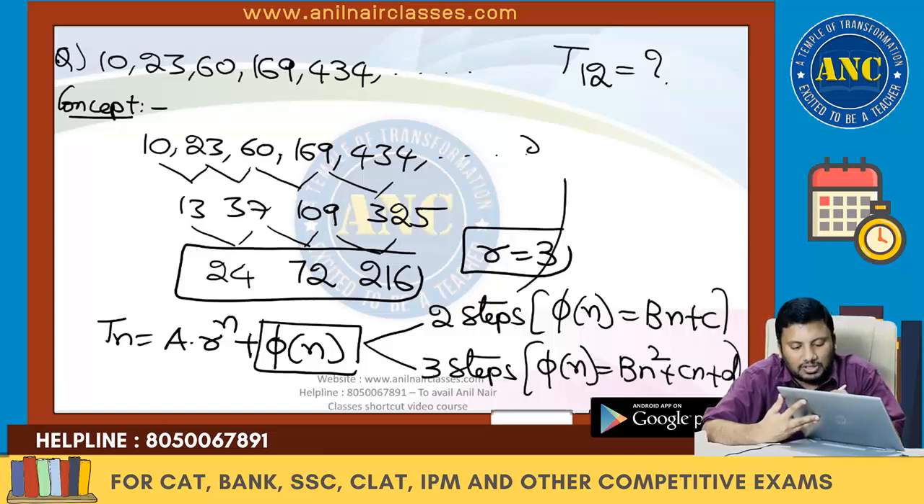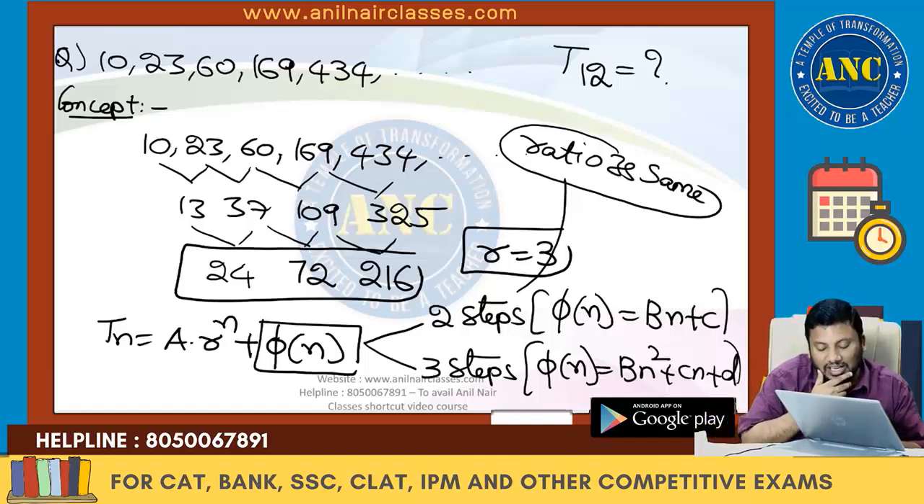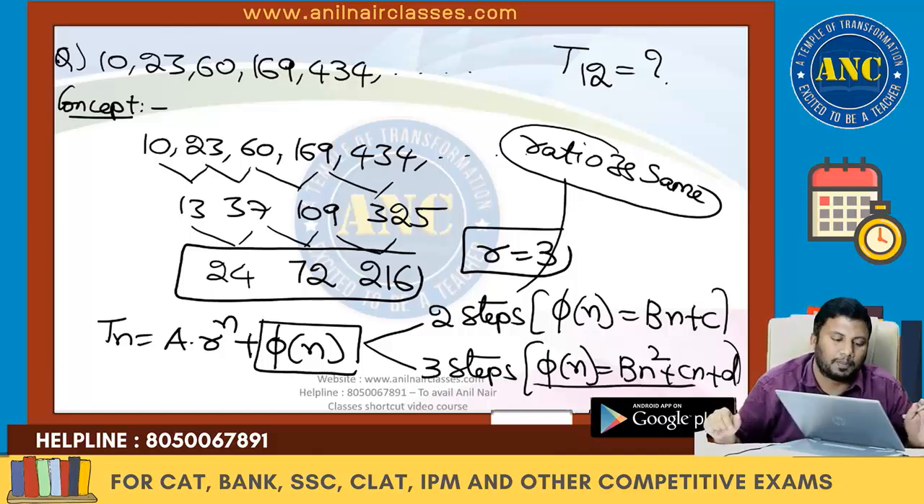The ratio is the same in 2 steps. If it is in 2 steps, then phi of n is a linear expression bn plus c. If it is in 3 steps, then phi of n is a quadratic expression.